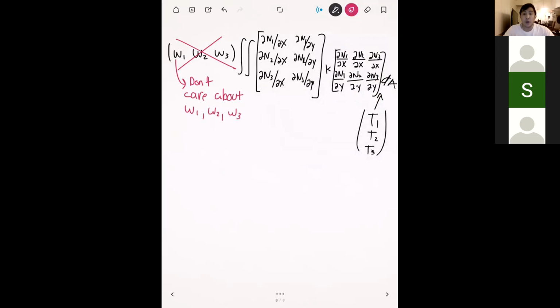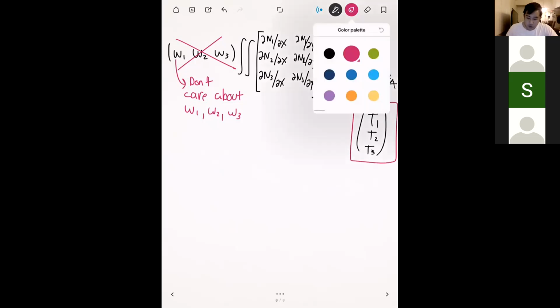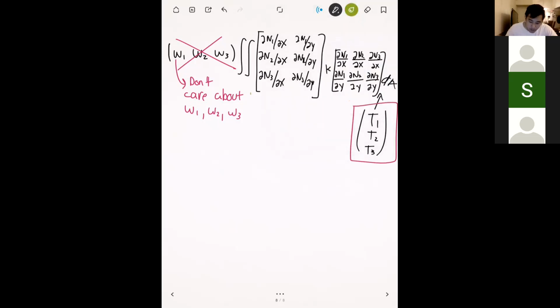Remember, our weighting function was just an arbitrary function, and its only purpose was to help us lower the order of the derivatives for our expression. But we don't actually care to solve for it. What we actually care about are these guys, T1, T2, T3. To help us with that, what we have in the middle right here is going to be our element stiffness matrix.